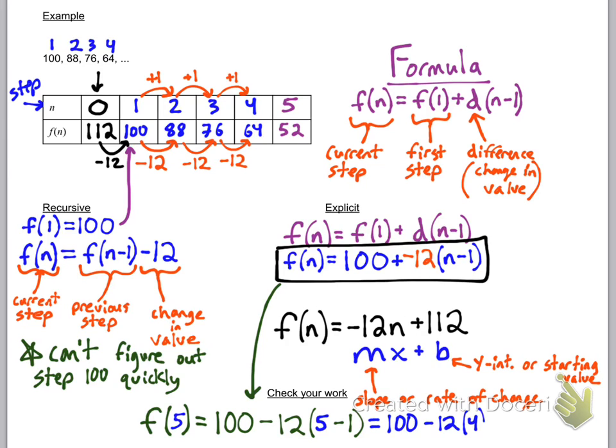5 minus 1 is 4, so I'm going to write that down. Then we do 4 times 12, because multiplication comes before subtraction. And 100 minus that is 52. So we checked it, and it is what we thought it would be. Check. It's always a good idea to check your formula, just like we do with our visual patterns warm-up, just to make sure you got the right answer. And you could check it with any of these numbers. I just checked it with the largest one that we happen to have.